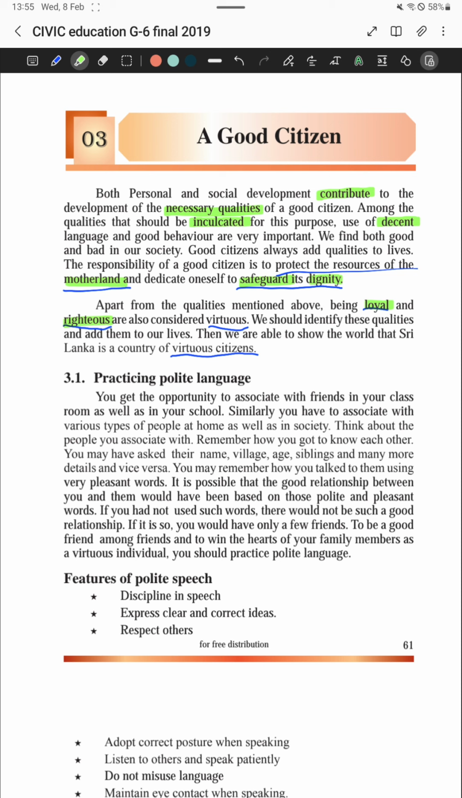Okay, right. Let's move to 3.1, practicing polite language. So I'm not going to teach you, or read each and every thing in this paragraph. I'm going to cover these things and point out the special cases regarding each and every paragraph. I'm not going to read out all the paragraph words, right? So specially concentrate on what I am going to point out, or highlight, in these paragraphs.